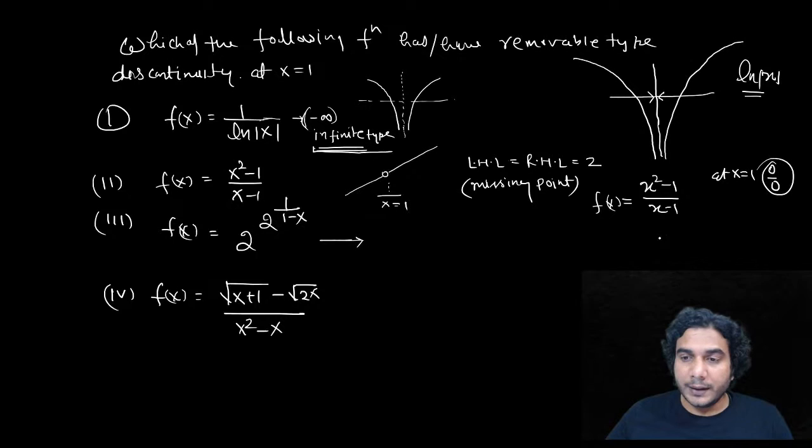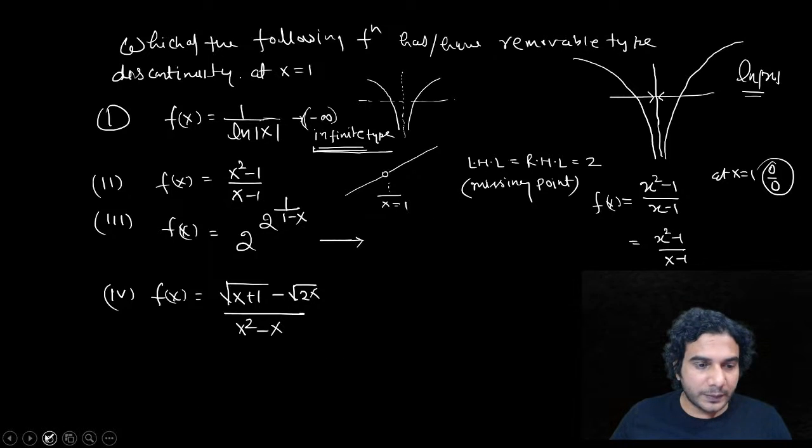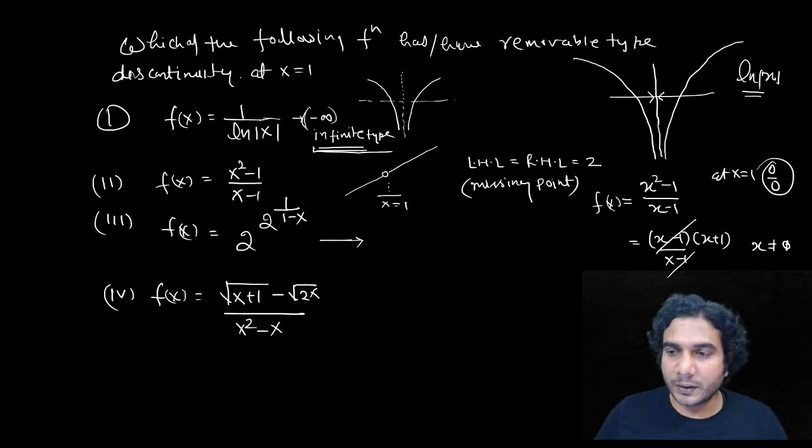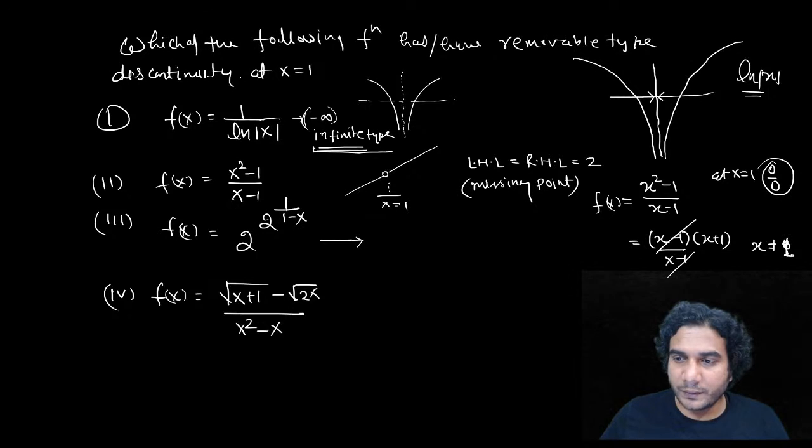But now what you can do, x square minus 1 can be written as x minus 1 into x plus 1, like this. And when x is not equal to 1, then you can cancel. At x is equal to 1, this is not defined. You can't cancel 0. So when x is not equal to 1, then you can cancel these factors. So it is equal to x plus 1, but when x is not equal to 1.